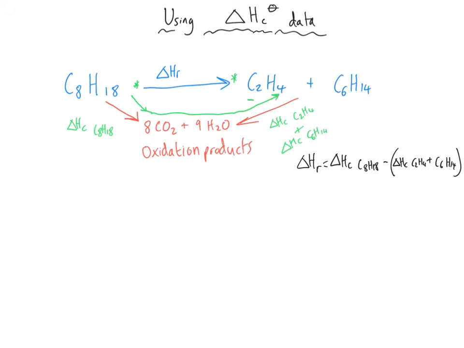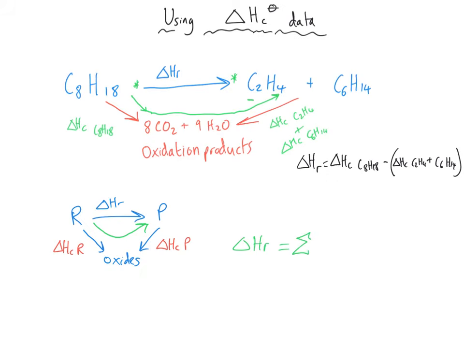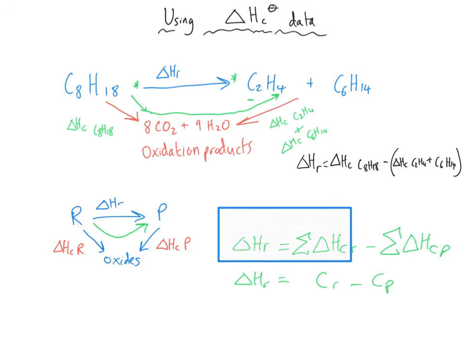And again, if we consider this more generally, reactants turning into products, that's our enthalpy change. When we burn the reactants, we make the oxides. When we burn the products, we make the oxides. And so if we move this way around, what we're saying is the enthalpy change for any reaction is the sum of the enthalpy of combustion of the reactants, take away the sum of the enthalpy of combustion of the products, or abbreviated slightly, it's the combustion of the reactants, take away the combustion of the products. And again, this will definitely get you marks, 1 mark, for stating that relationship in an exam.